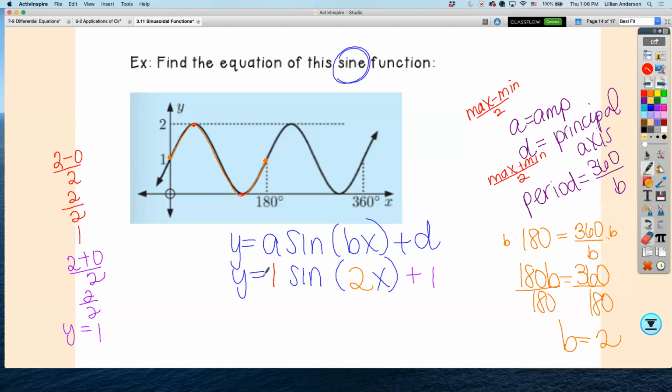And that's how we get the equation of the sine function: y equals 1 sine 2x plus 1. Yes, you do not have to put the red 1. You can just say sine 2x plus 1, but I just wanted to emphasize it.